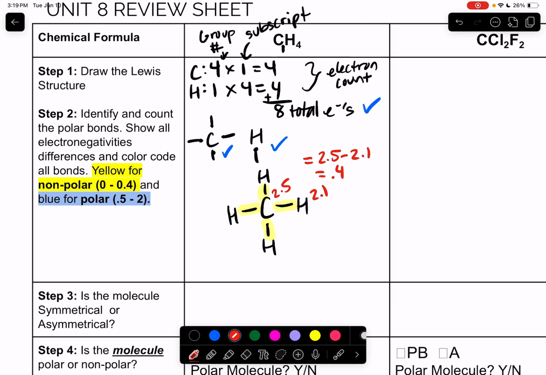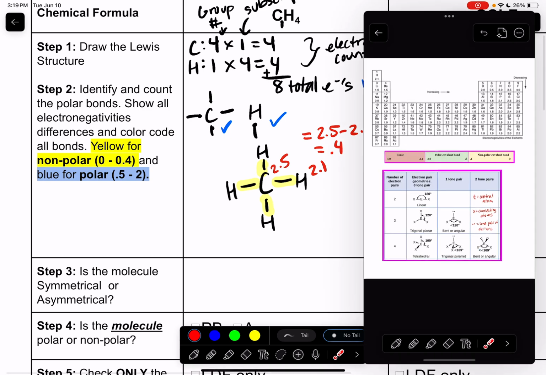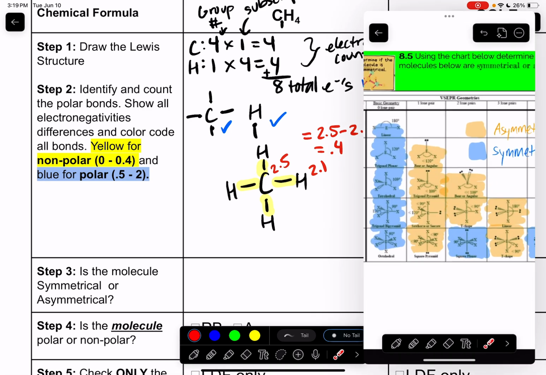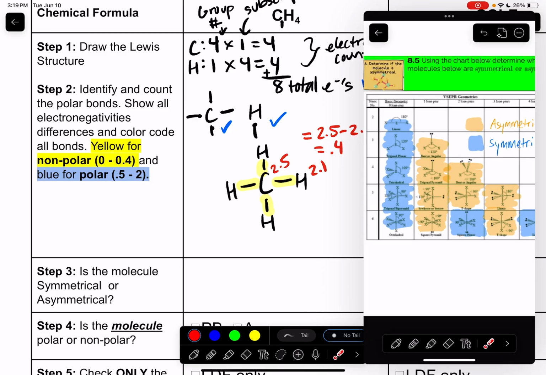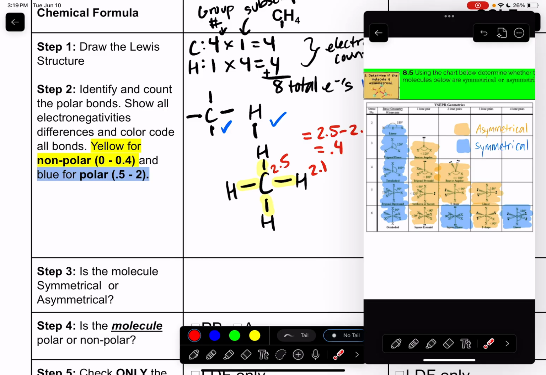Now we're going to move on to step number 3, which is figuring out if this entire structure is symmetrical or asymmetrical. So what we're going to do is pull up this chart, the VSEPR chart, and use the shape of it to figure out if it's symmetrical or asymmetrical. The way you use this chart is you always look at the central atom, and you count how many groups are around the central atom. We have 1, 2, 3, 4 groups around the central atom.